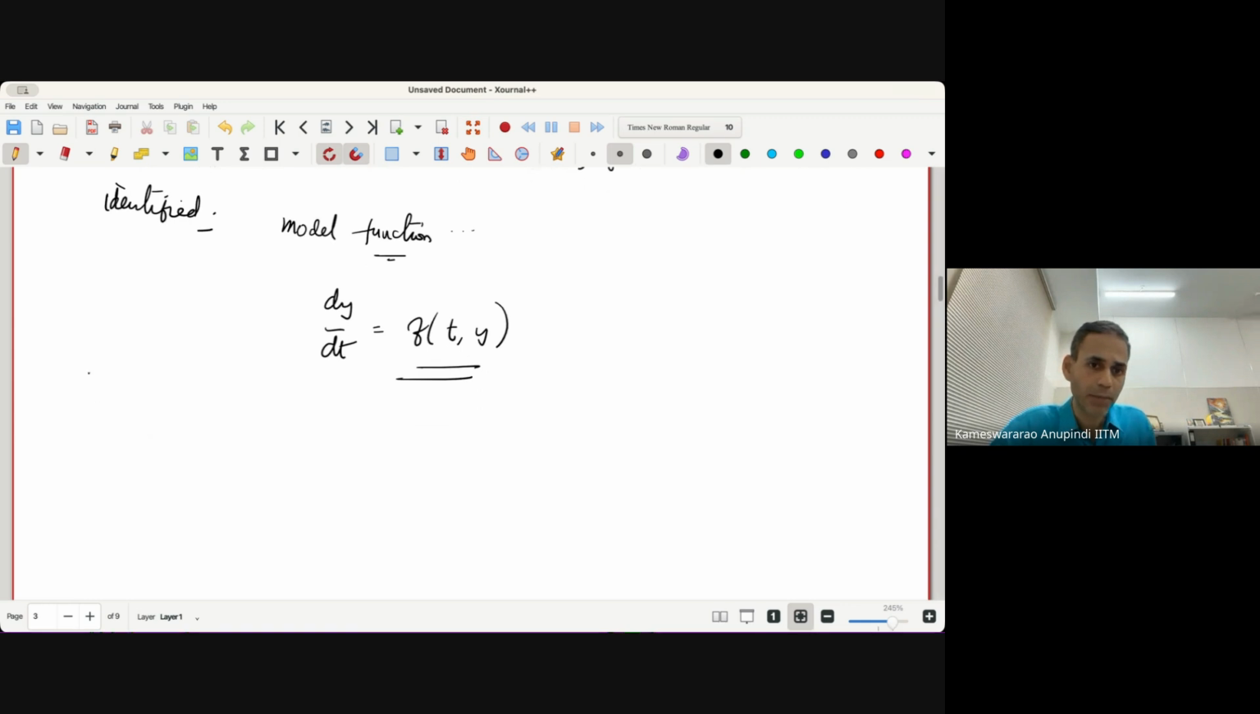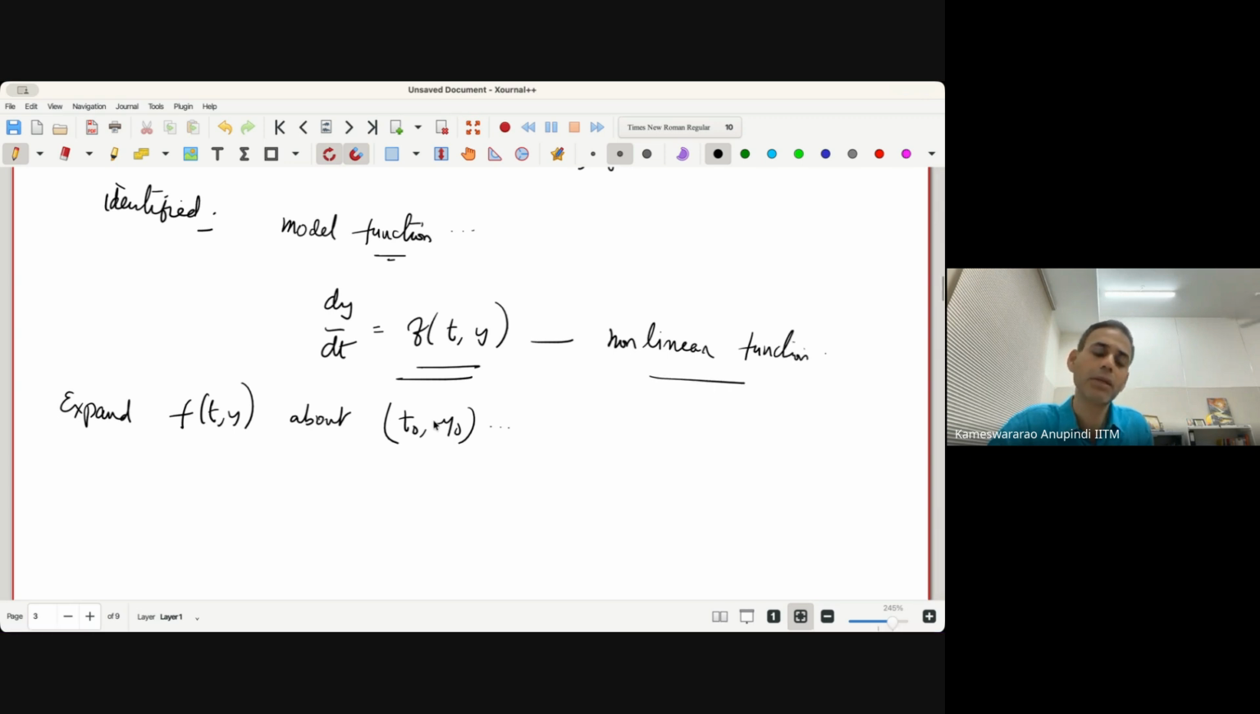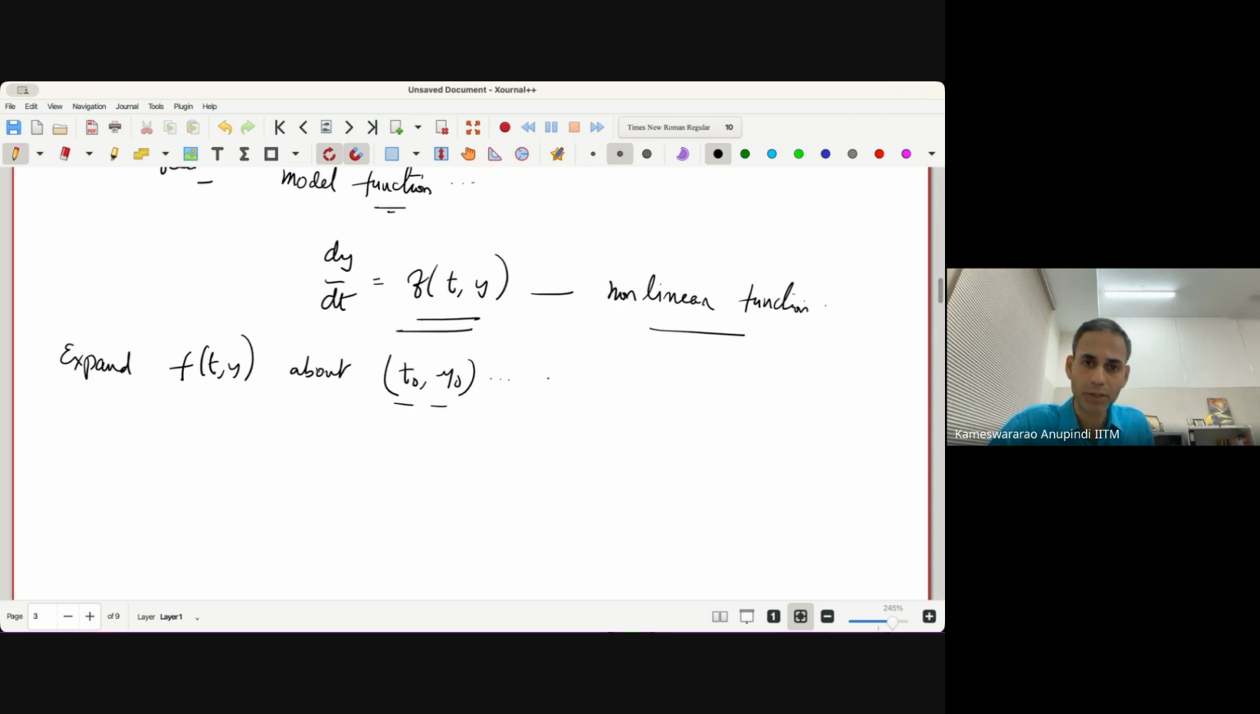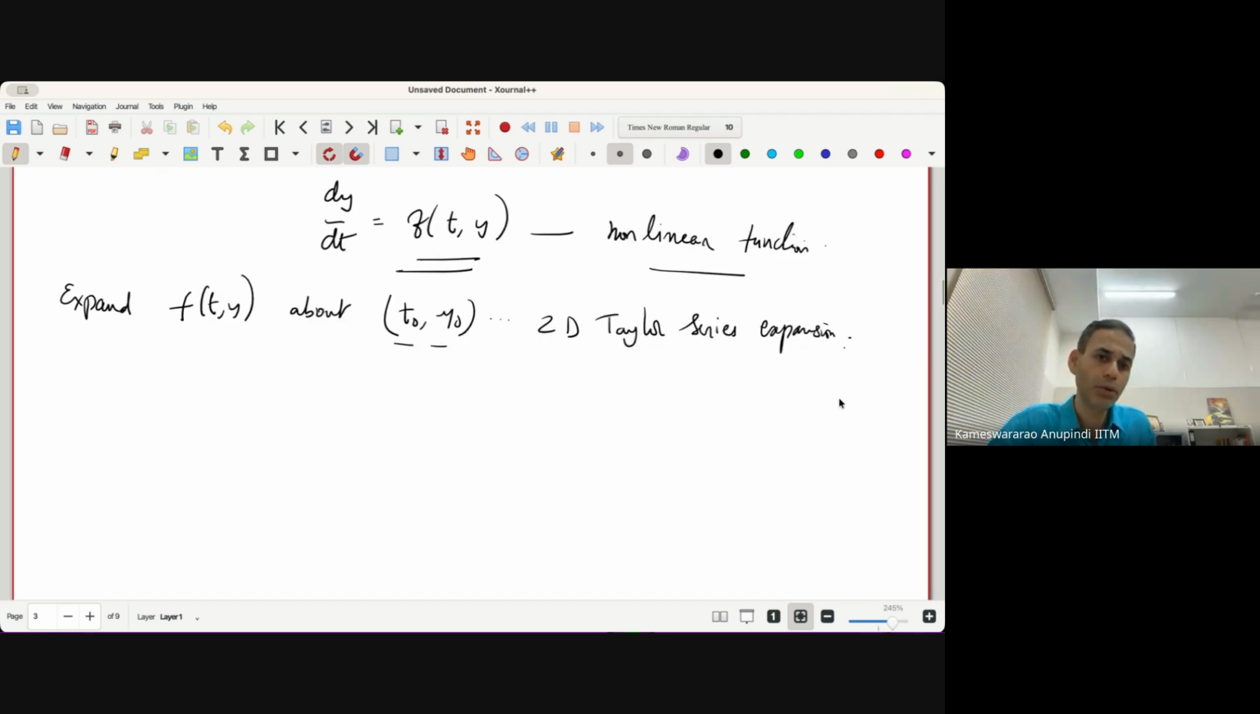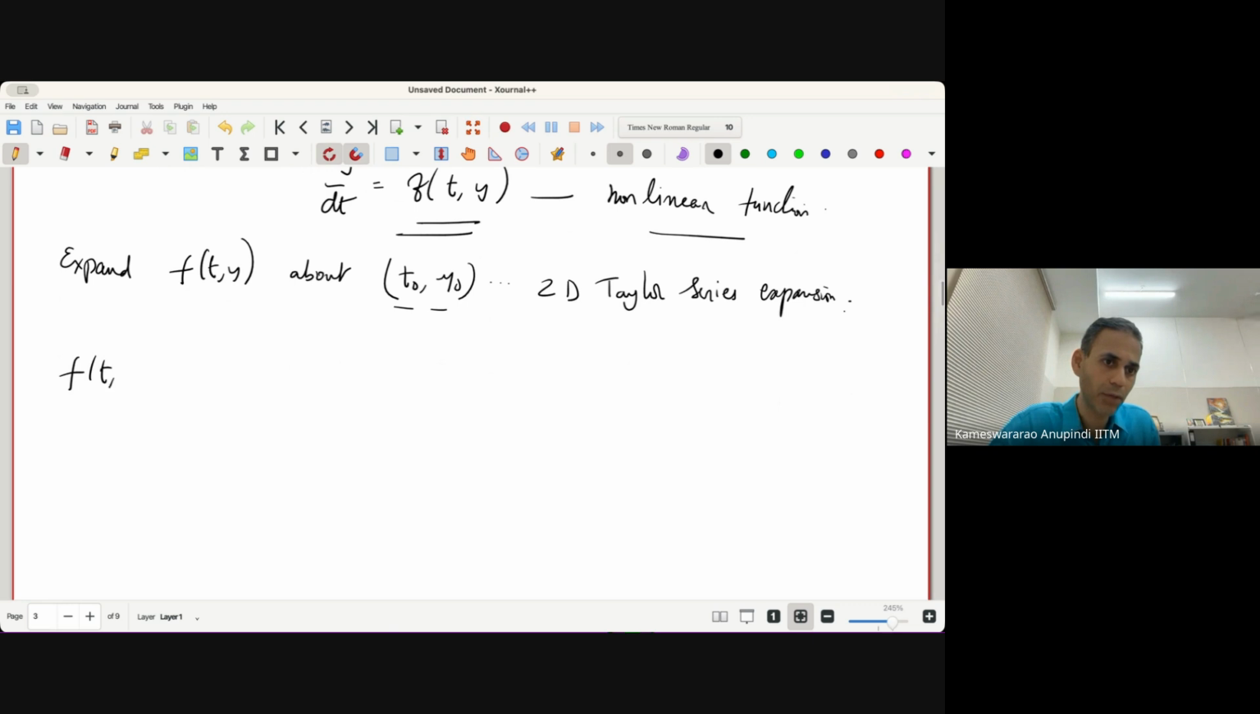So let me expand f of t, y about t0 comma y0, because in general f of t, y is a nonlinear function. Because it is a nonlinear function, we're going to expand this about t0 comma y0. So essentially we're going to use the two-dimensional Taylor series expansion, and then expand.